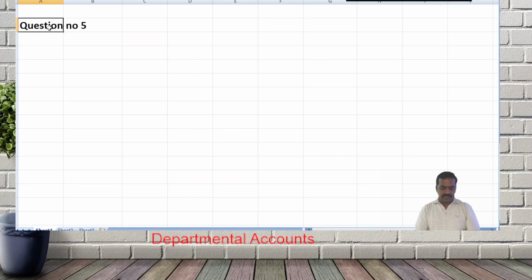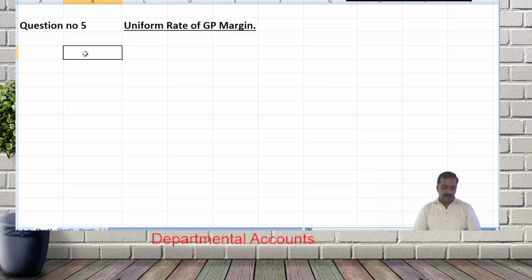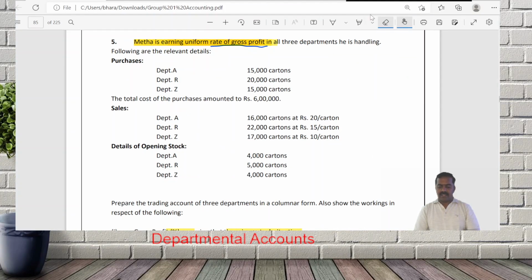Listen to it for 2 or 3 minutes. The first line is the hint: uniform rate of profit margin or GP margin. That is a constraint for solving this problem. Now, for finding out the profit margin, we need two things: one is the sale value, and the other is the cost.